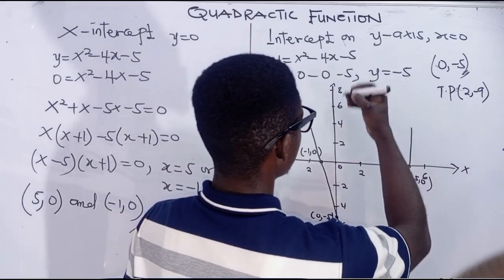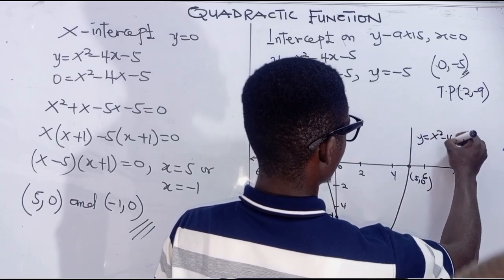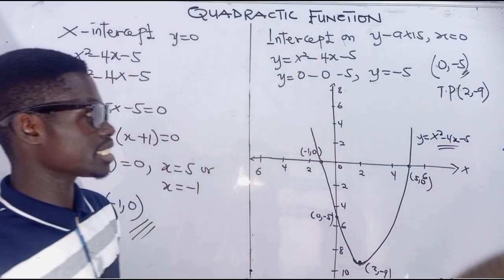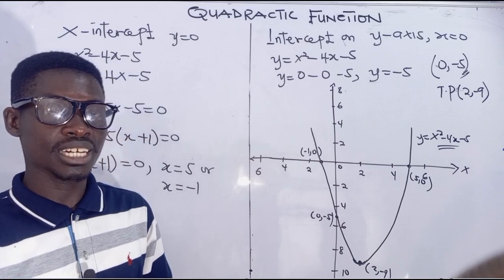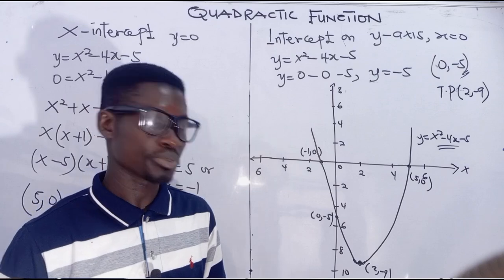And then after that you write the equation here. We have y is equal to x squared minus 4x minus 5. So this is how we sketch the curve of a quadratic function. As easy as that. Let's try one more example and then we run out of time here.